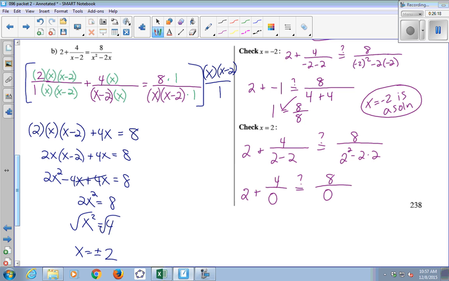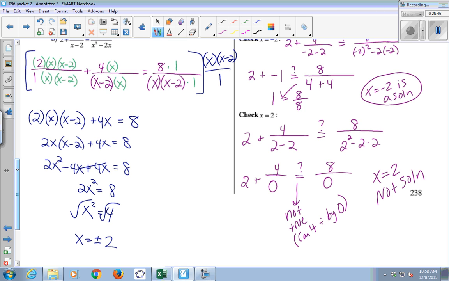Is that equation true? It actually is nonsense, right? You can't divide by 0, right? So this cannot be true. Can't divide by 0, right? So x equals 2 is not a solution. So the only solution is x equals negative 2.